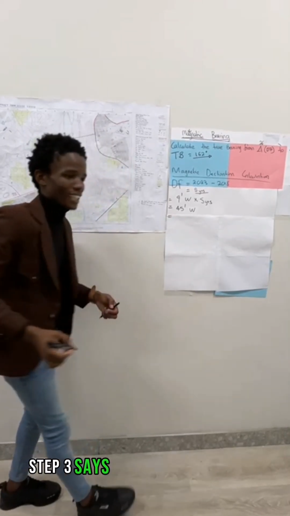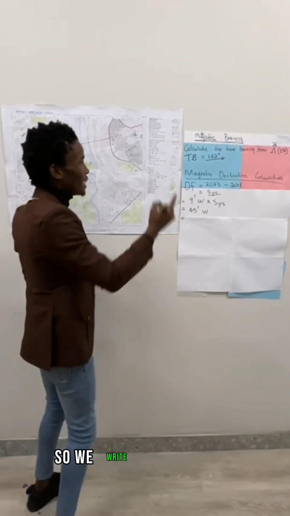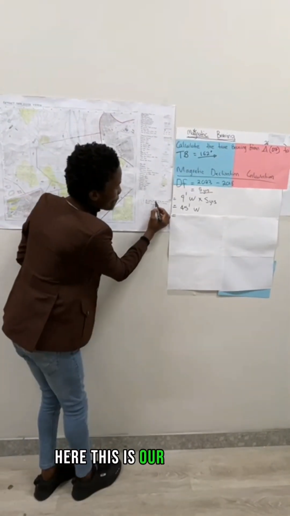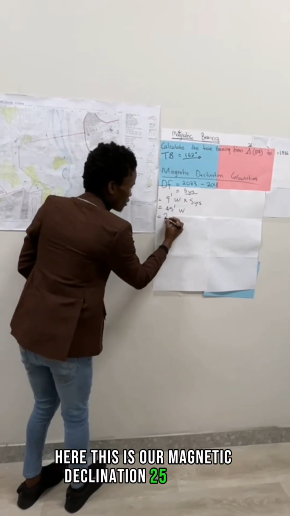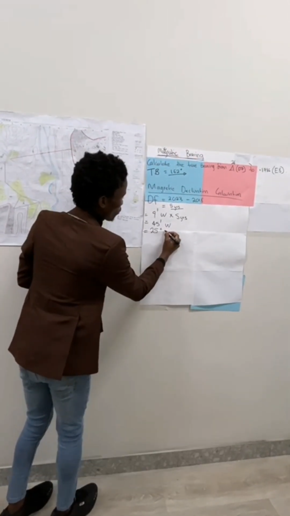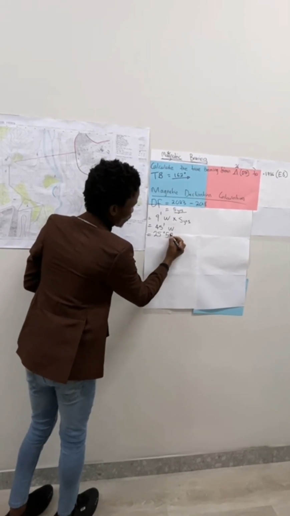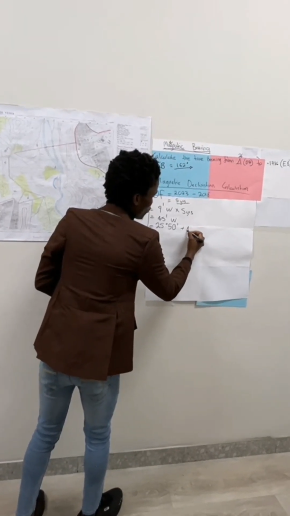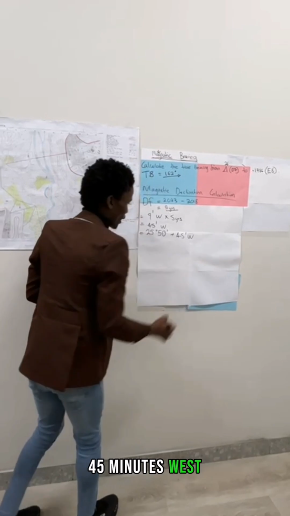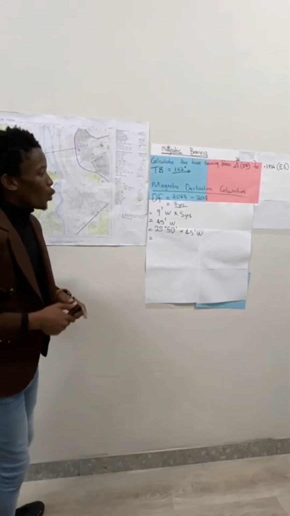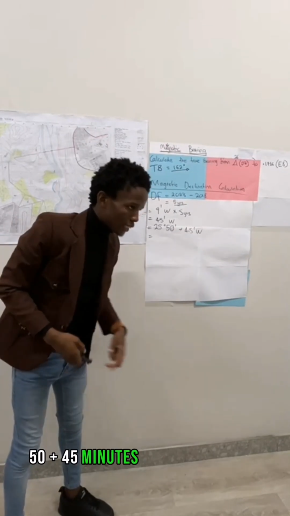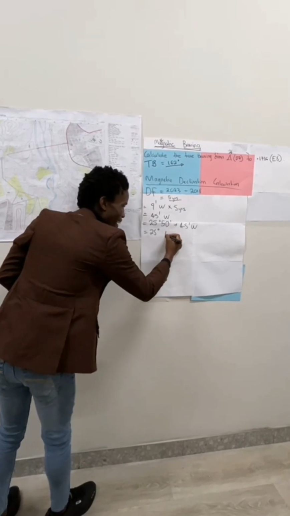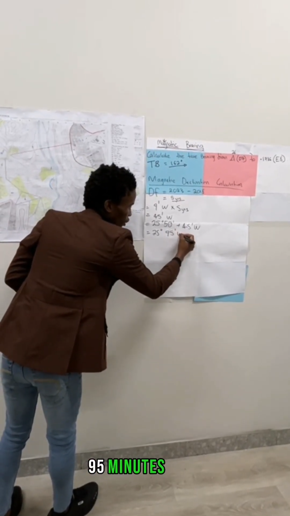Step 3 says magnetic declination. So we write the magnetic declination as it is from the map. Here, this is our magnetic declination: 25 degrees 50 minutes plus 45 minutes west. What does that give us? So 50 plus 45 minutes is equal to 25 degrees 95 minutes west.